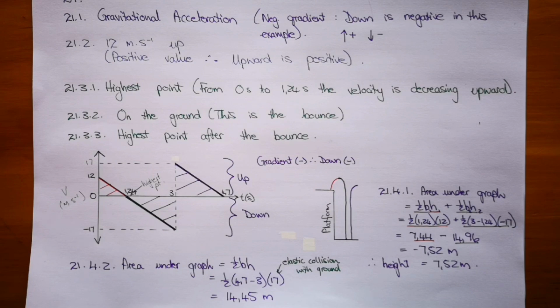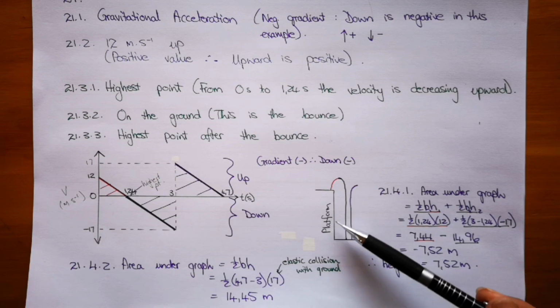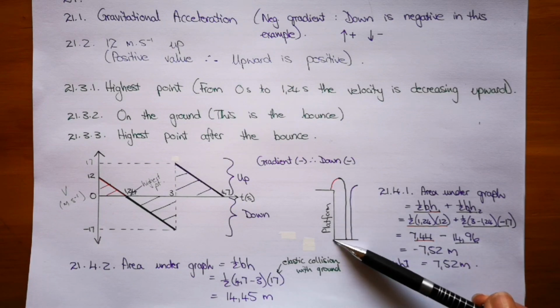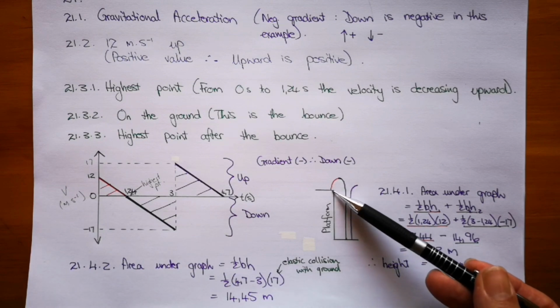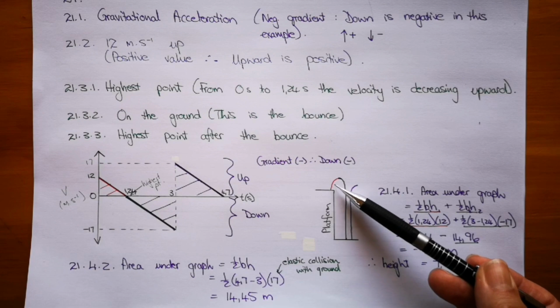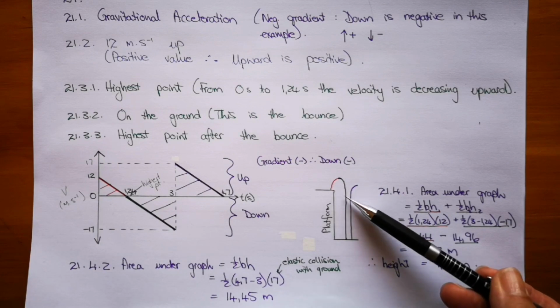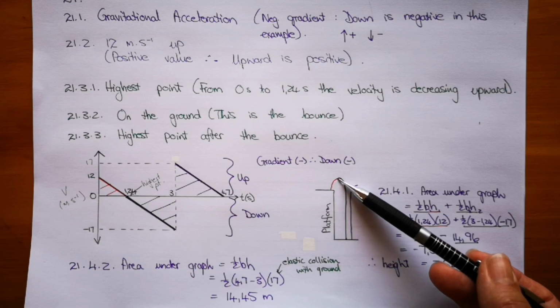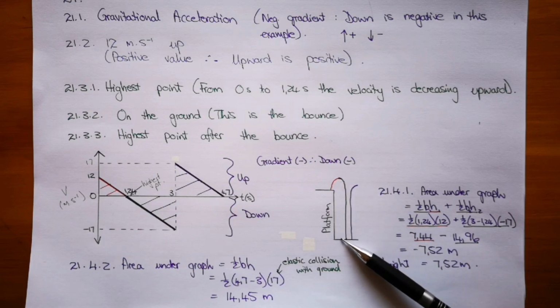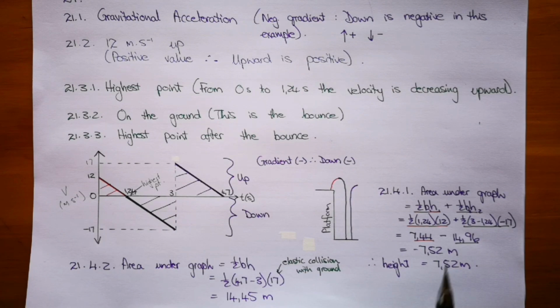They are asking for the height of the ball above the ground as it left the thrower's hand. So they're basically asking you for the height of the platform. The height of the ball as it leaves the thrower's hand will be the height of the platform. So it's going to be the red one minus the green one, or the green one minus the red one. But this one's in a positive direction, that's in a negative direction. So if we just add them, we're going to get the answer. That's what I've done here.